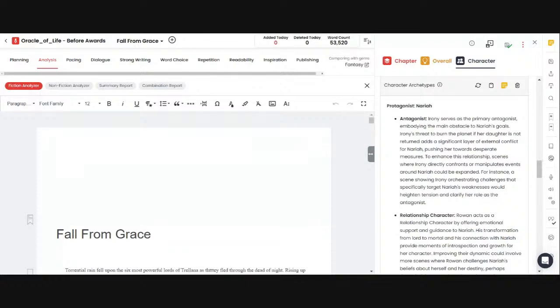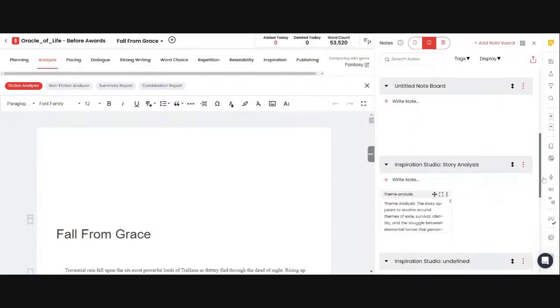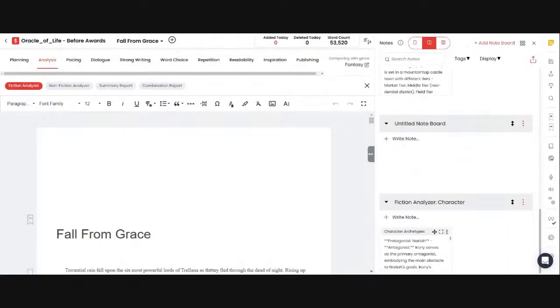So how do I decide which characters are important enough to add to the beat sheet, was the question. I would use this section. Now, I personally, having AutoCrit, would save the character archetypes to notes by clicking this yellow notepad. That's going to put it up here in this notes section. So if I scroll down, here it is, fiction analyzer characters.